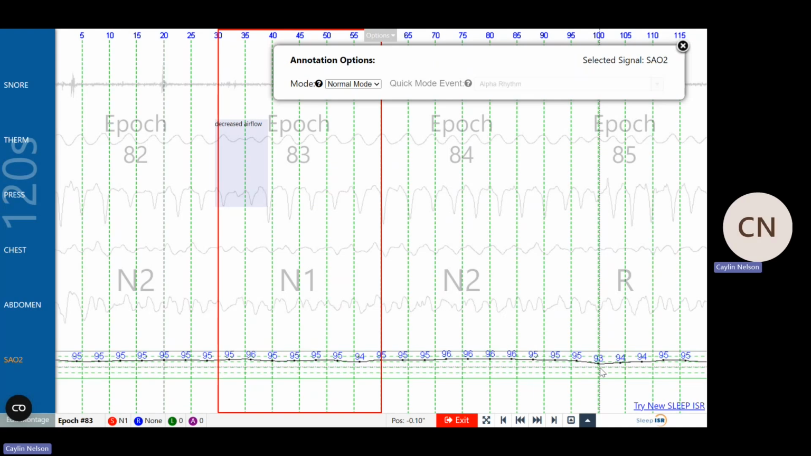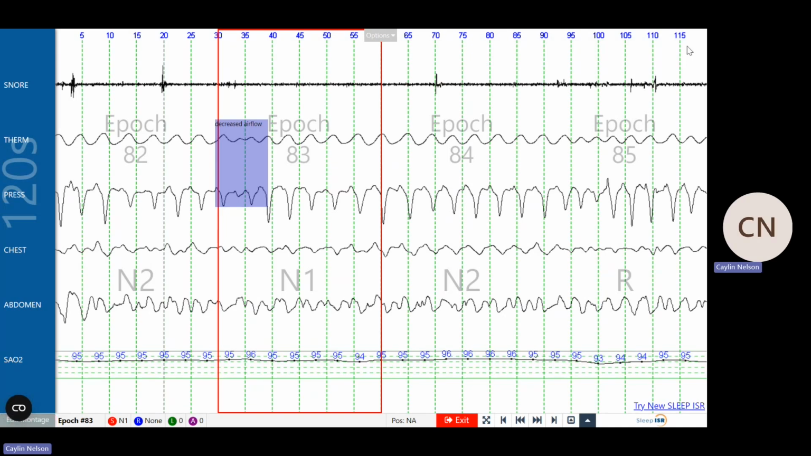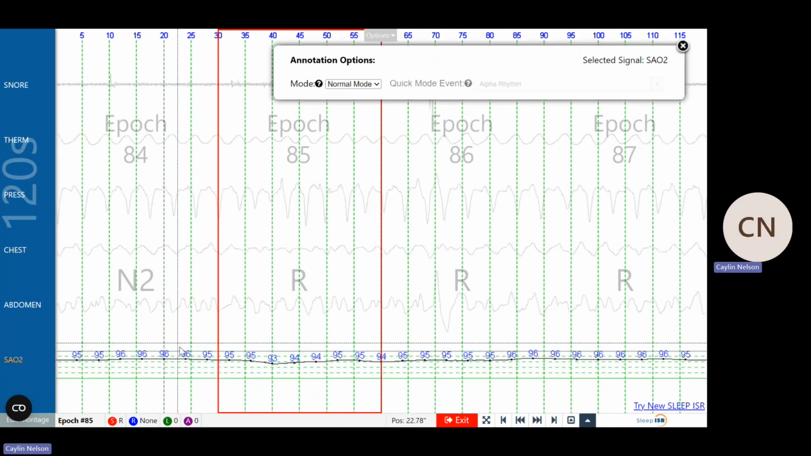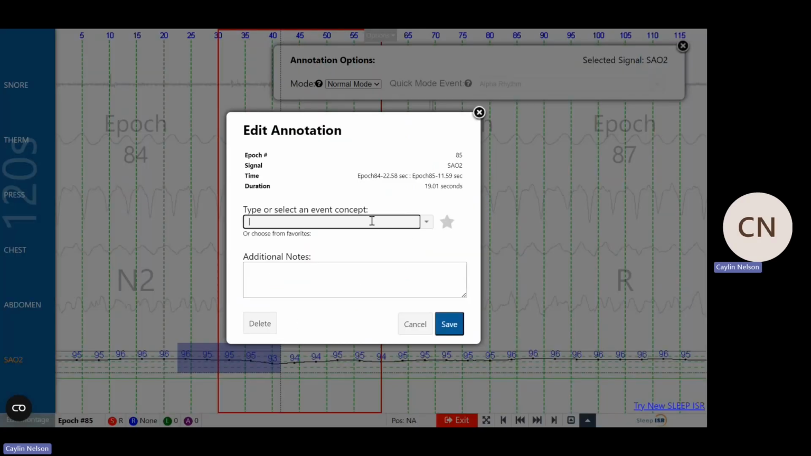Now, oftentimes, if we look at our stages at the bottom there, the patient is in N2, N1, N2, and then they transition over to REM towards the end, where we have that first 3% desaturation. So it's actually pretty typical of REM to come through and show a desaturation and hypopneas. So that is not surprising at all. So I'm going to put in this 3% desat.